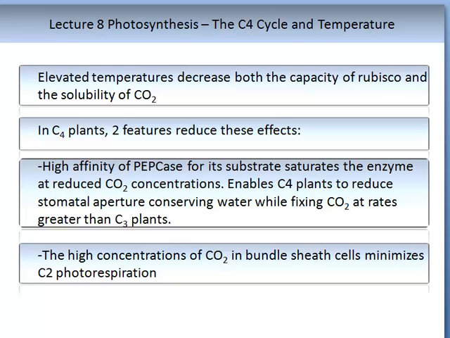So let's talk about the C4 cycle and temperature. Elevated temperature decreases both the capacity of rubisco and the solubility of carbon dioxide. In C4 plants, 2 features reduce these effects. The first feature is a high affinity of PEPcase for its substrate, which saturates the enzyme at reduced carbon dioxide concentrations. This in turn enables C4 plants to reduce stomatal aperture, conserving water while fixing carbon dioxide at rates greater than C3 plants. The high concentration of carbon dioxide in the bundle sheath cells minimizes photorespiration, both significant advantages.